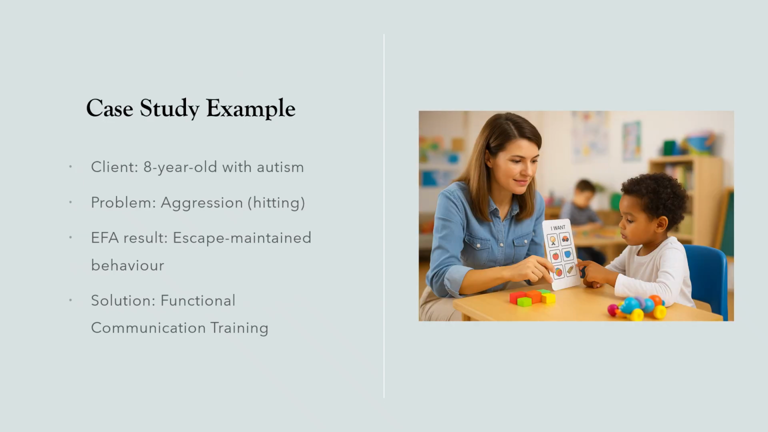Here is a case example. An 8-year-old boy with autism was showing aggression by hitting others. We ran an experimental functional analysis and found that his behavior increased in the escape condition. This meant he was trying to avoid tasks. We then taught him to ask for a break using functional communication training. As a result, his aggression went down significantly. This shows how EFA can directly lead to effective treatment.